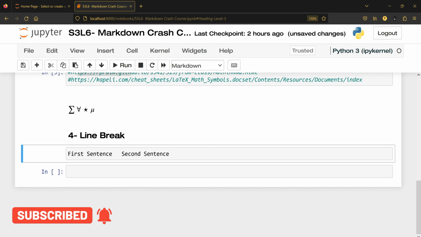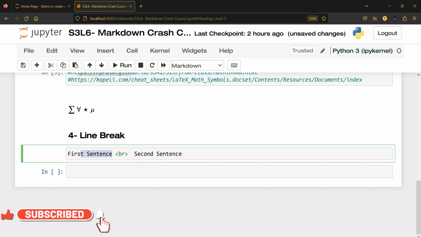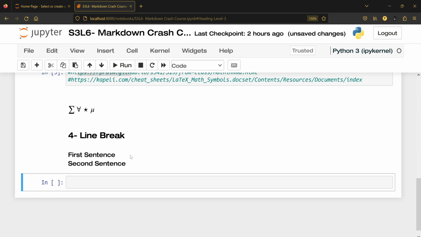So I can come here and write BR, which means break it for me. So this one is in its own line and this one is in a separate line. Shift enter and you guys can see that each one of them are in its own line.